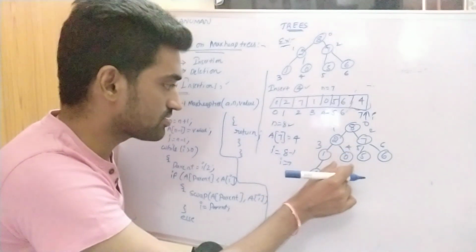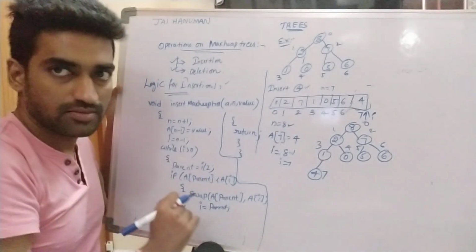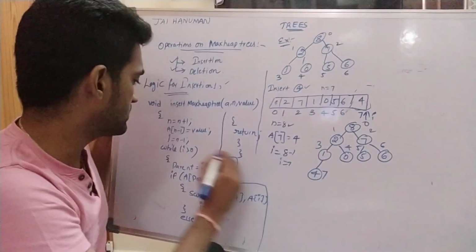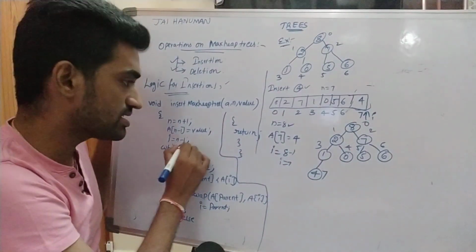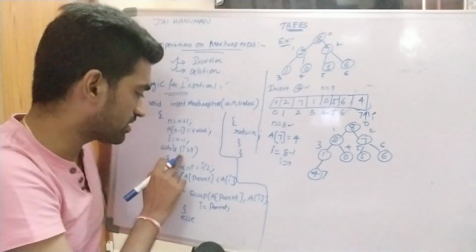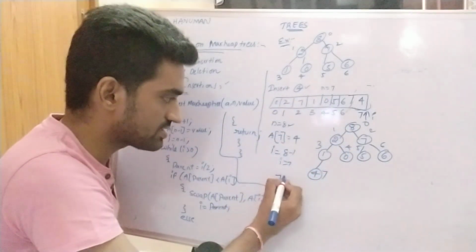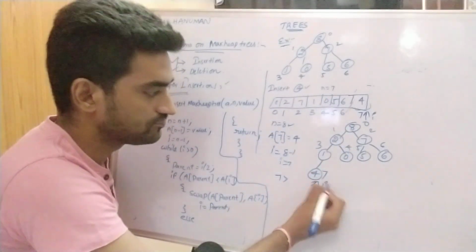For this kind of problem, I am writing this logic. What is the logic? After implementing i is equal to n minus 1, A of n minus 1 is equal to value, and n is equal to n plus 1, we check one condition: i greater than or equal to 0. What is i? 7. 7 greater than, so this is the i value.